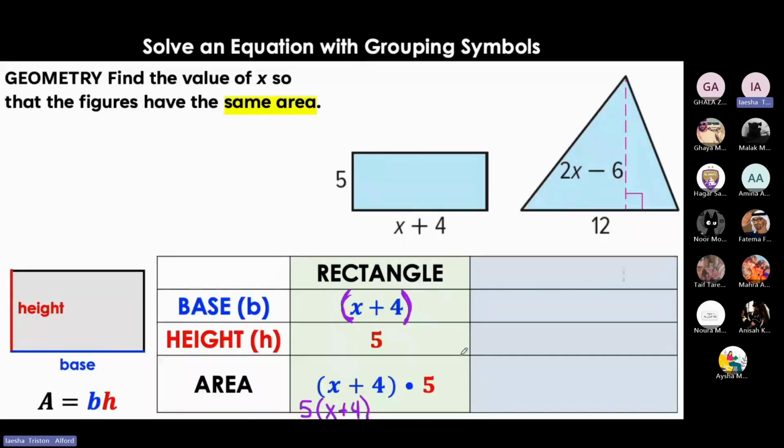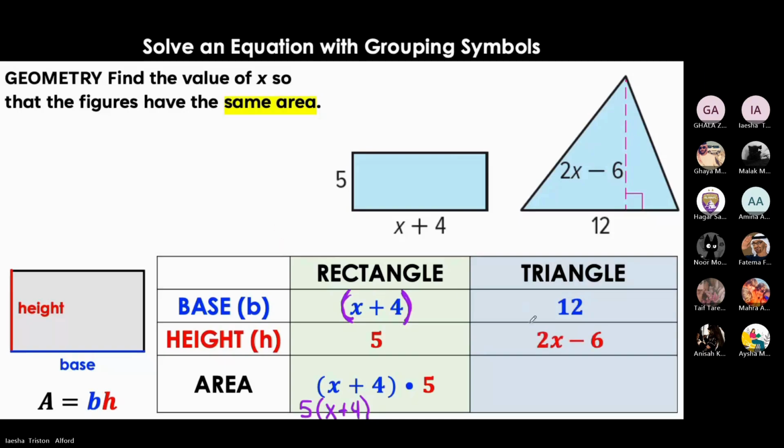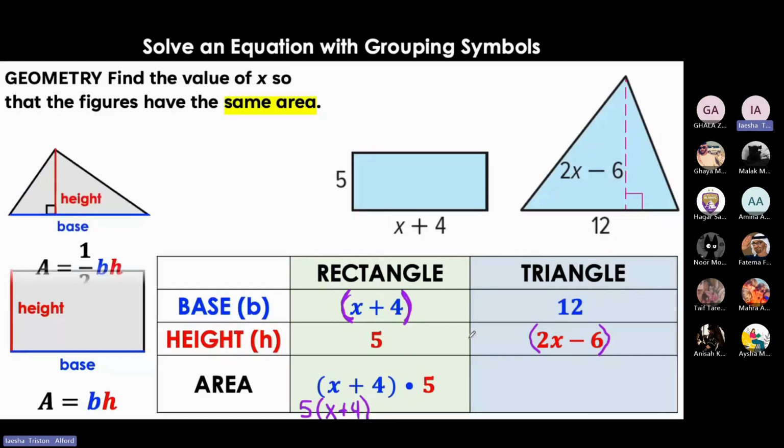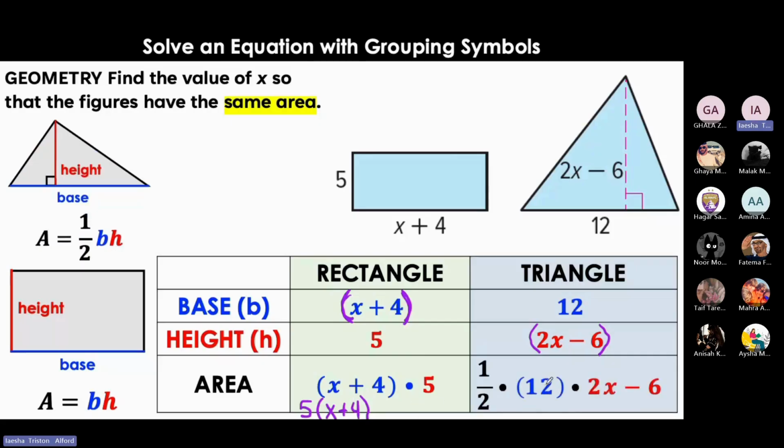The next shape we have is the triangle. What's the base? 12. What's your height? 2x subtract 6. Good. Make sure you put this one in parentheses. You know the area formula for the triangle. 1/2 times the base times the height. Good. So we need 1/2 times the base times the height. So like this.